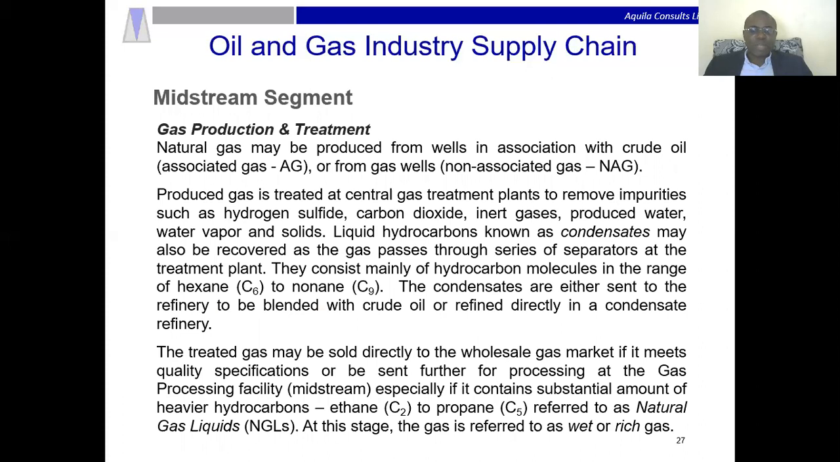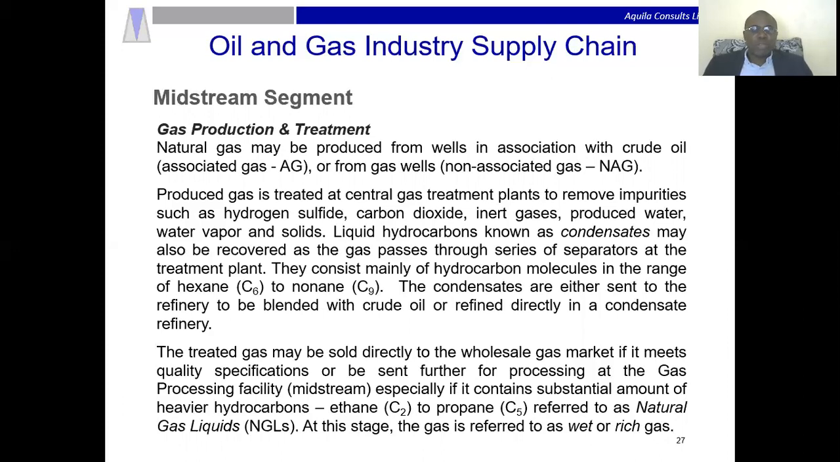Now, when you produce fluid from the well, sometimes it's more crude oil and sometimes it's more gas. If the well is more gas, it's still unlikely that it will be pure gas. It's likely to be in association with some other liquids. The natural gas that is in association with crude oil is known as associated gas, while the one that is from a predominantly gas well is known as non-associated gas, or NAG.